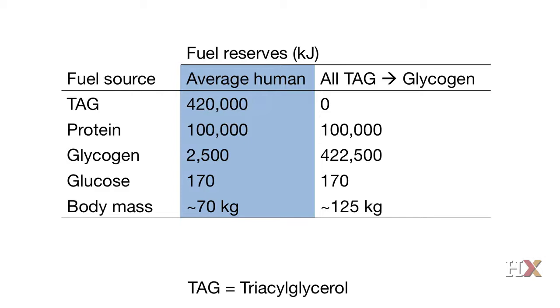So triacylglycerol will contribute to 420,000 kilojoules. Protein, 100,000 kilojoules. However, protein are under normal condition not used to produce energy. Glycogen, 2,500 kilojoules. Glucose, about 170 kilojoules. That is for an individual that has a body weight of 70 kilograms.